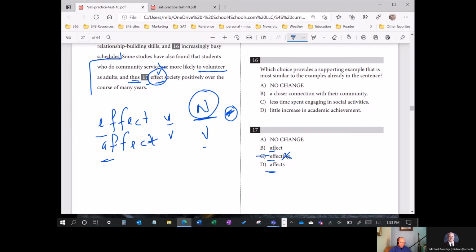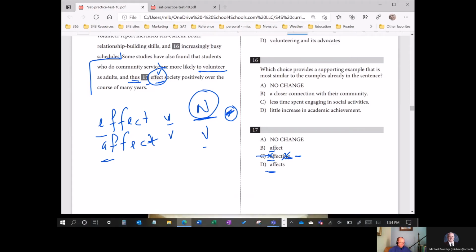So we're going to say likely to volunteer as adults, comma, thus affecting, which wouldn't work because it's the wrong form of the word. What they oftentimes do is give you a possible form that would work with the wrong case or something like that. The positive noun we were looking at before, they made it plural, so it couldn't be a noun modifying a noun because it has to be singular. So if we're affecting, thus affecting, which would be fine, but it's not.